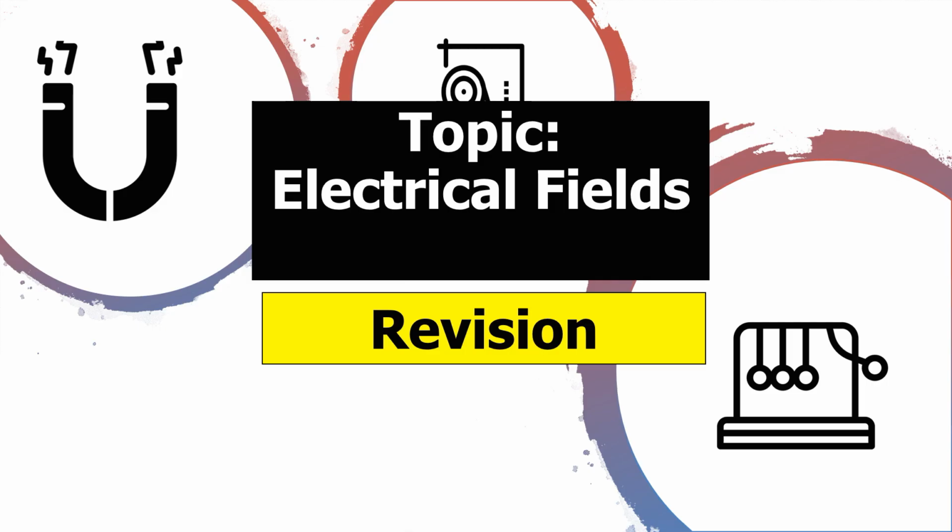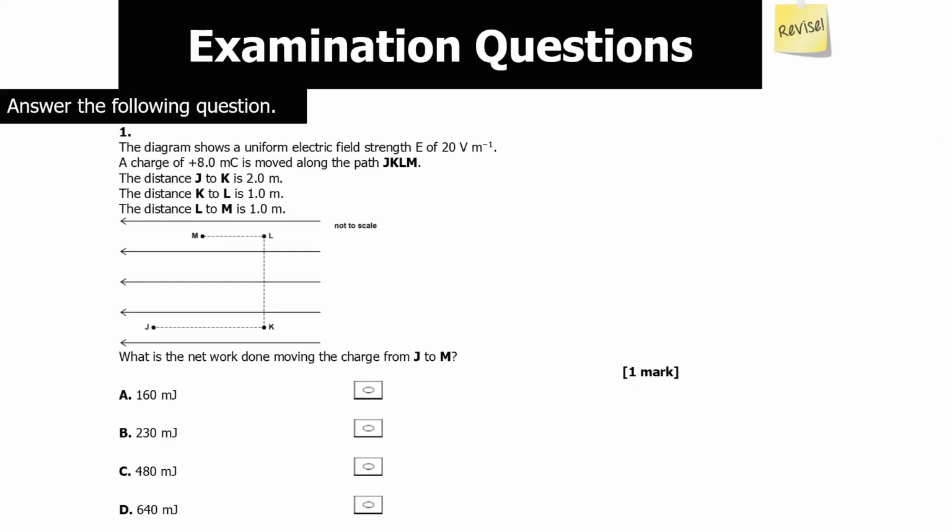Let's now have a look at some questions on the electrical fields topic. So the first question says, the diagram shows a uniform electrical field strength E of 20 volts per meter, and a charge of 8 millicoulombs along a path JKLM. The distance of J to K is 2 meters, K to L is 1 meter, and L to M is 1 meter. What is the net work done moving the charge from J to M? So pause the video now, then unpause the video when you want to go through your answer.